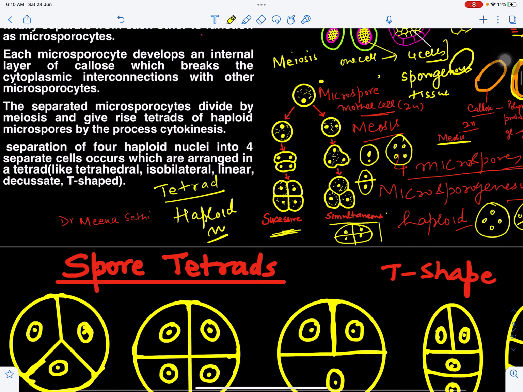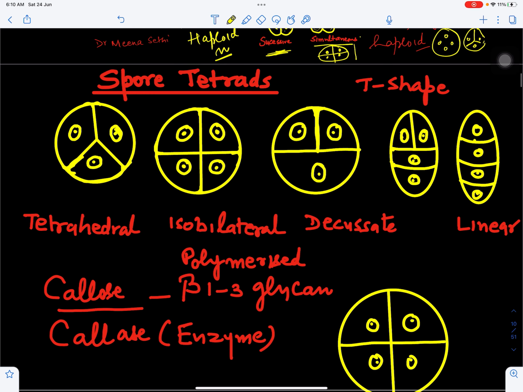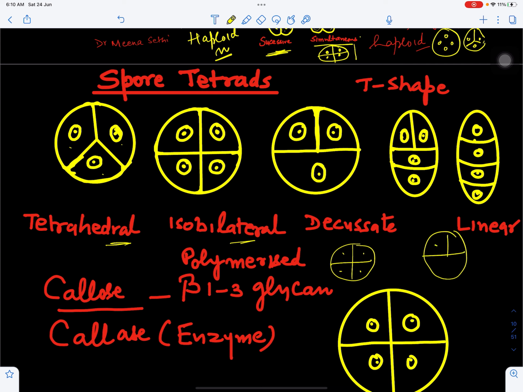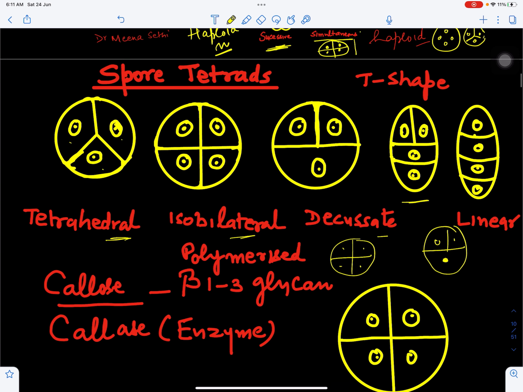Depending upon their arrangement, spore tetrads can be of different types. If 3 are visible from the front side and 1 is on the back side, this is called tetrahedral. When all 4 are present in one plane, this is called isobilateral. And when their arrangement is like this, 2 are visible and 1 is here and 1 is on the back side, this is decussate, they are at right angles to each other. When their arrangement appears T-shaped, 2 upper and 2 lower, this is T-shaped. And when they are present in a linear sequence like this, this is called linear.